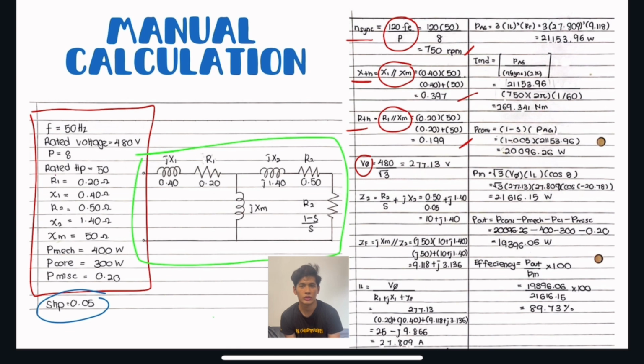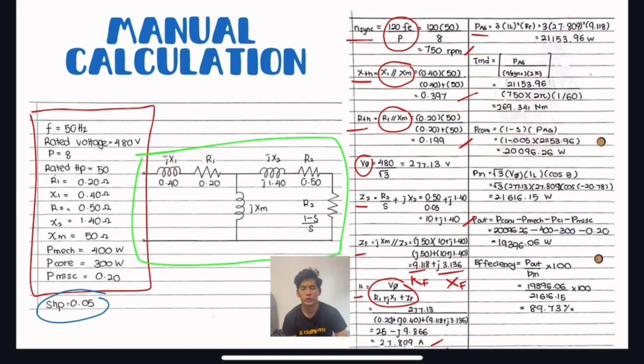Other than that, we need to find the ZF, which is XM in parallel with Z2, and we get the answer in rectangular form, 1118, which is the RF value, plus j3.136 for XF, and we need to find the I2 for calculating the torque. Next step is we need to find the power and the air gap power for calculating the torque.